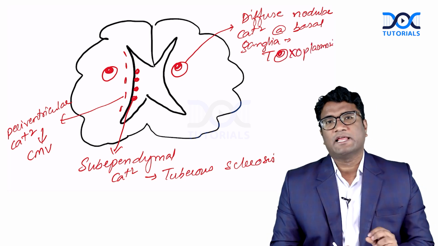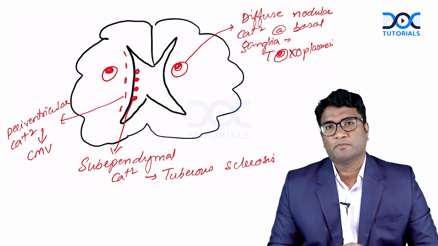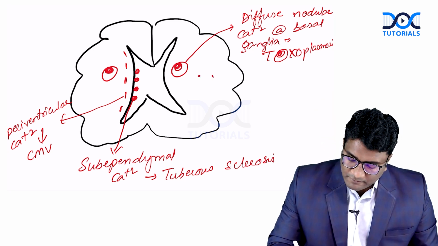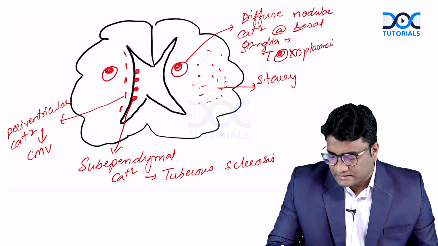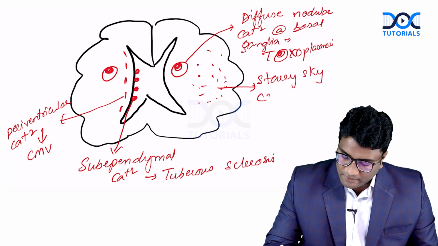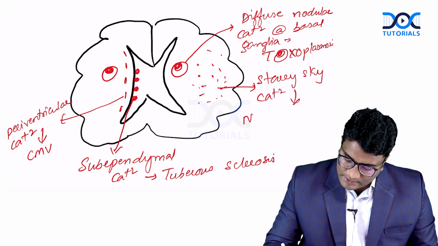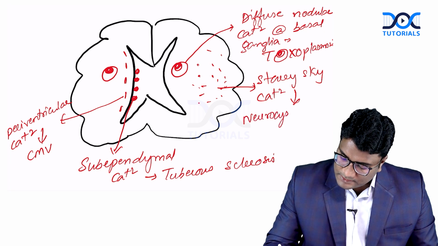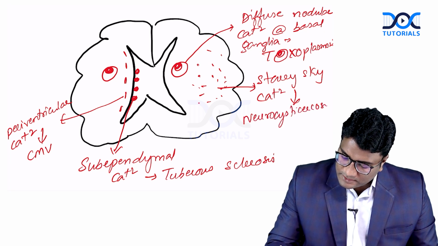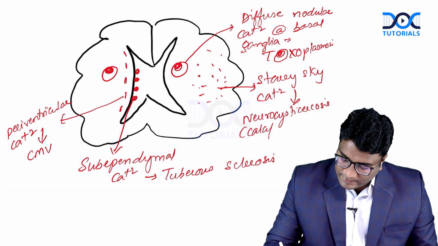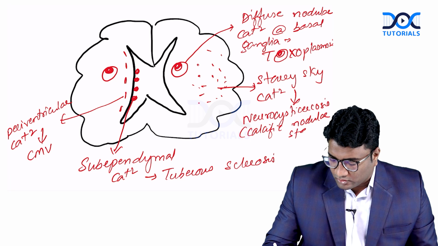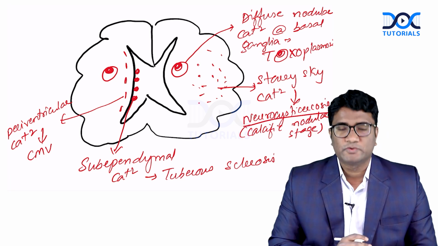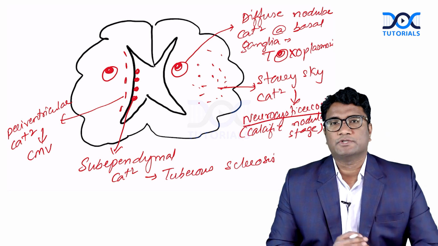So, diffuse nodular calcifications is a feature of toxoplasmosis. And if we have multiple scattered starry sky-like calcifications, these are features of neurocysticercosis. So, these are some important calcifications that are repeatedly asked, and this is seen in the calcified nodular stage. The calcific nodular stage of neurocysticercosis shows you starry sky calcifications.